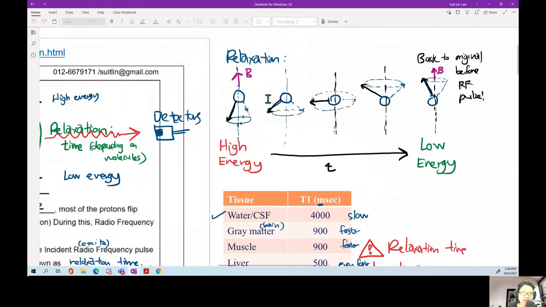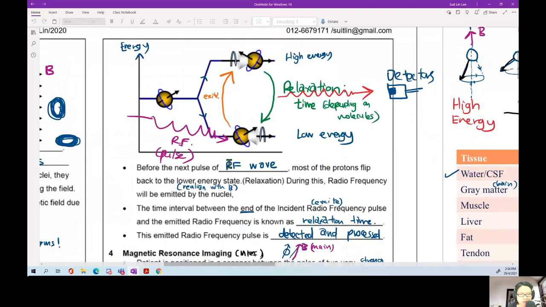Gray matter is brain, so you can see they have different relaxation time. Okay. So the whole idea is we are in high energy here. And it will slowly relax. We will measure the time interval. Okay. So these pictures are for you to recall when you write out that essay.